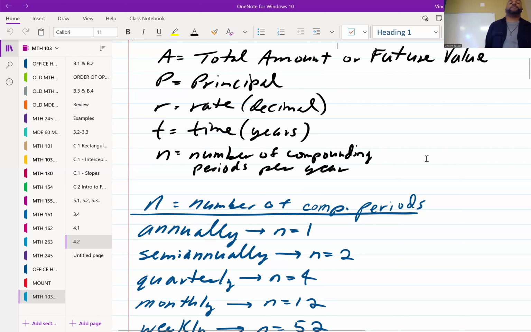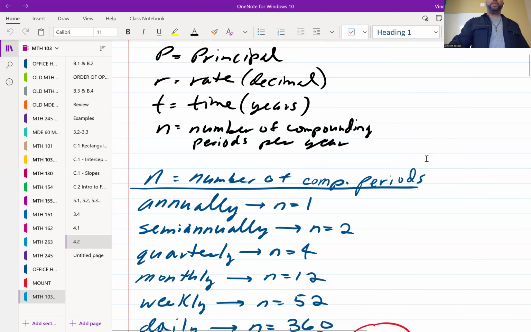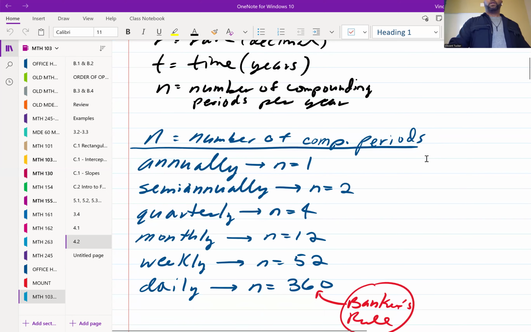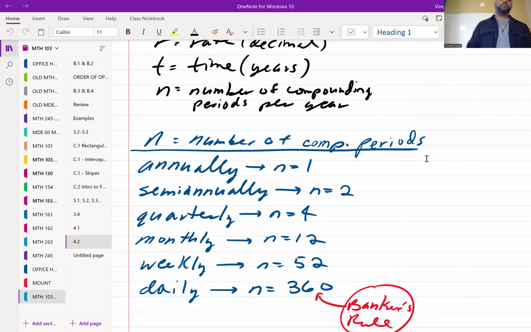When it comes to N, normally they don't give you the number. They use a keyword that lets you know what number to use for N. If it's compounded annually, then N is equal to 1, only compounded once a year. Semi-annually is twice. Quarterly is 4 times, since there are 4 quarters in a dollar. Monthly is 12 times. Weekly is 52, and then daily is 360, just like we talked about last class by using Banker's rule.